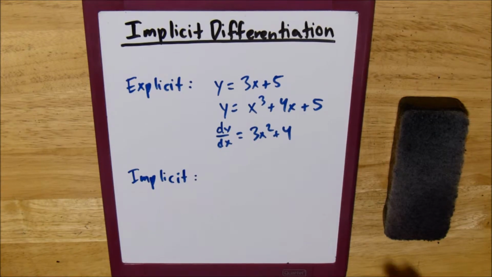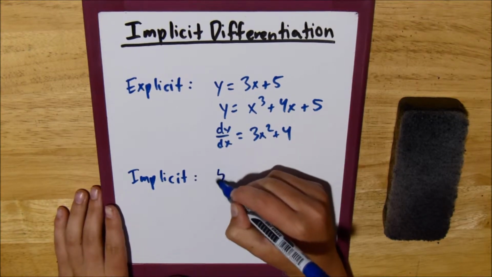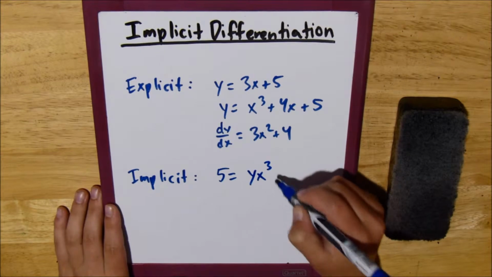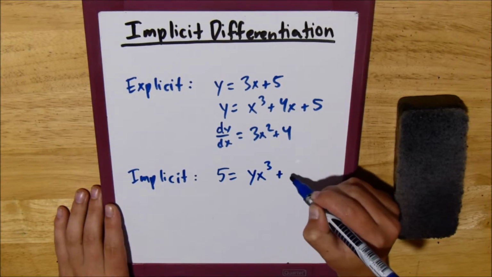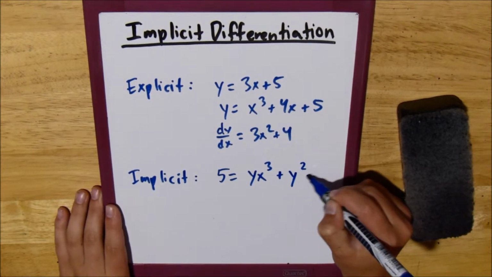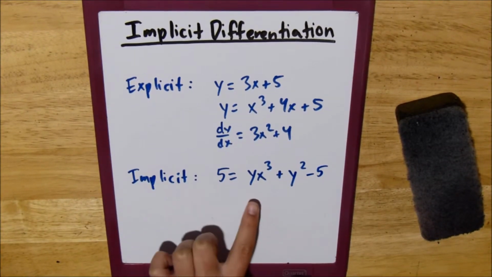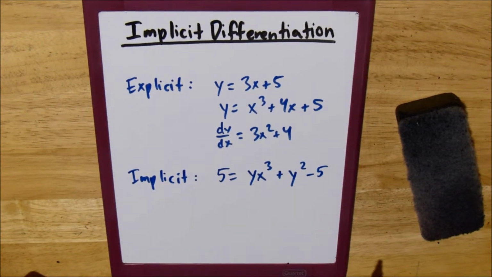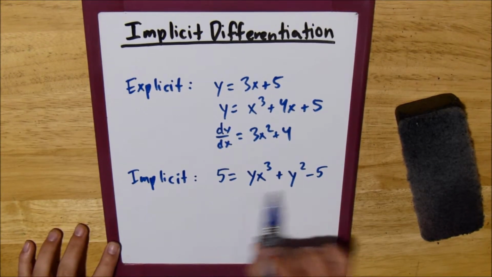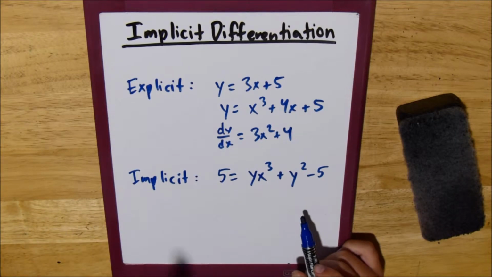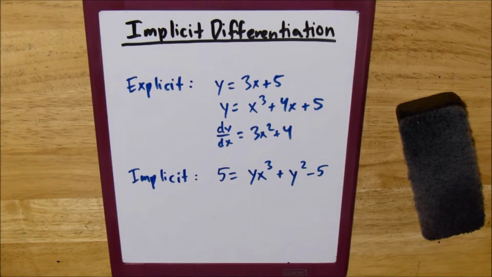Implicit equations, I would say, are harder to differentiate just by doing something like this. Like you just differentiate both sides. You have to change something in the equation for it to actually differentiate. So let's say we have something like 5 equals y times x cubed plus y squared minus 5, right? You can't just set this equation equal to 0 because you'd have to do a lot of funky stuff and it just wouldn't work out. So that's why you do implicit differentiation.